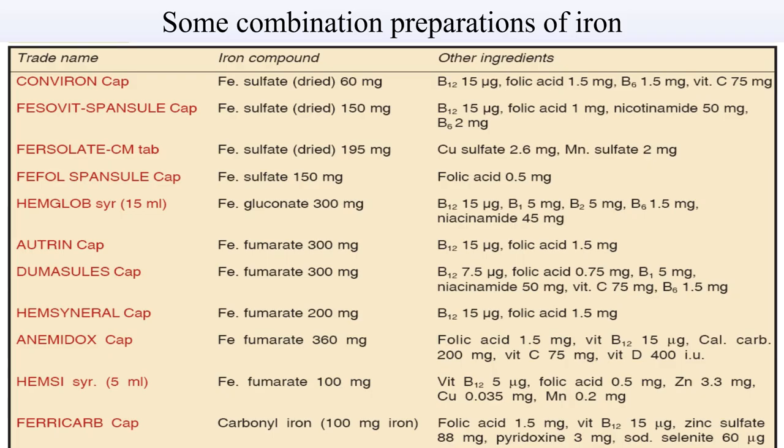Here you can see some combination preparations of iron. Here on the left side are some trade names of drugs. In the middle is the main iron compound in this drug. And on the right side are other ingredients included in this drug.